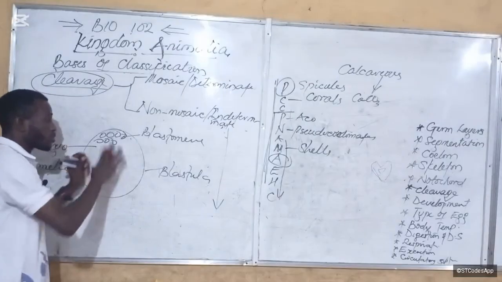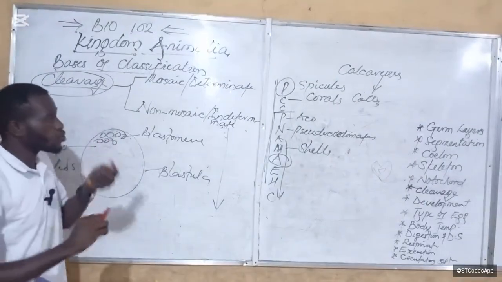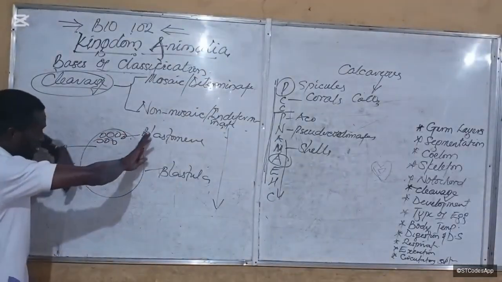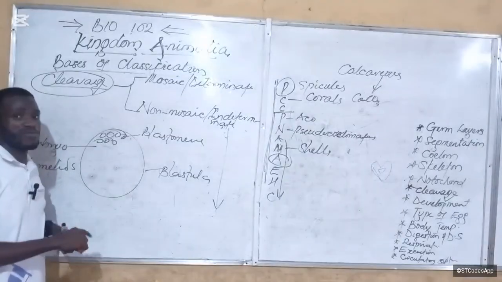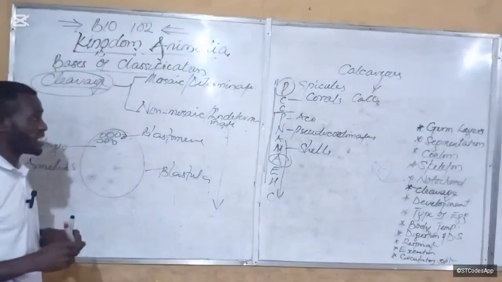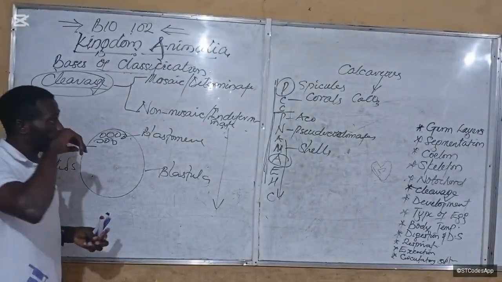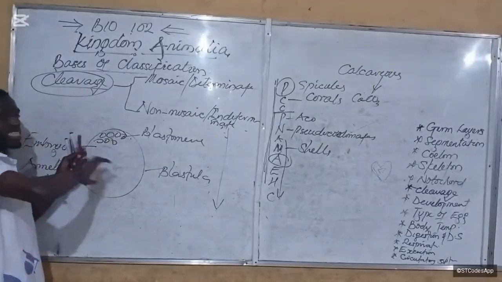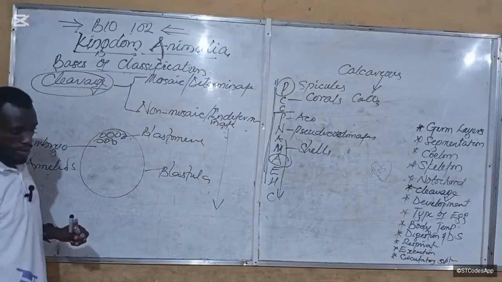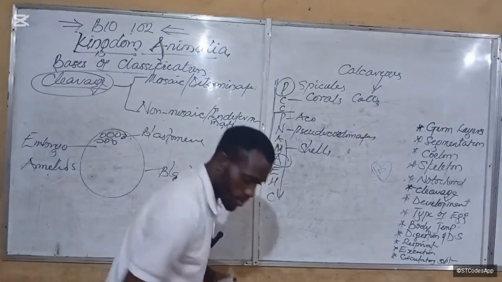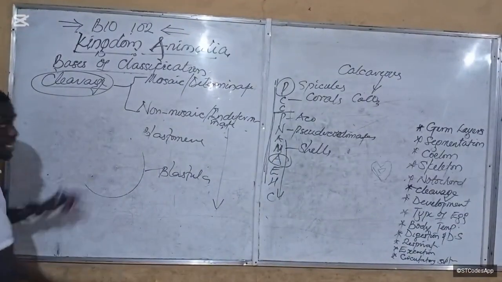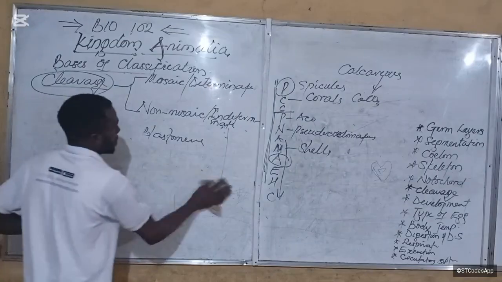Why? Because of that, they don't separate. So once there is cleavage and there is separation of these cells, then the embryo cannot be formed again. But in the case of mosaic, the non-mosaic or indeterminate cleavage, the separated cells can still individually give rise to different embryos. All right, so that's that about cleavage. There are just two of those types of cleavage.